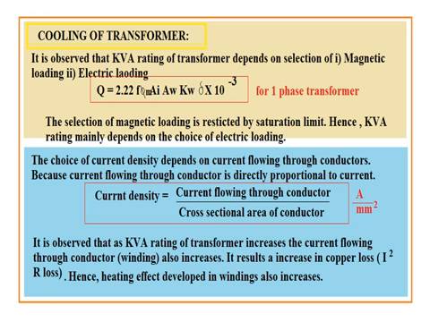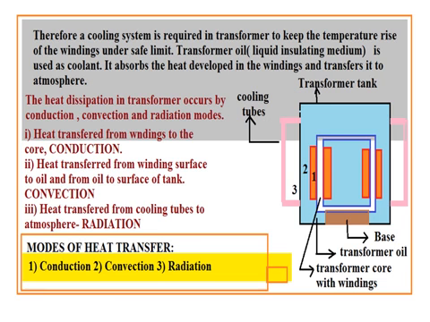Magnetic loading is limited by its current density. Hence, another aspect for selection of current density depends upon current flowing through the conductor. Hence, as the kVA rating increases, directly proportional to current flowing through the conductor, which results in increase of copper loss or I square R loss. As the I square R loss increases, definitely heating effect increases in windings.